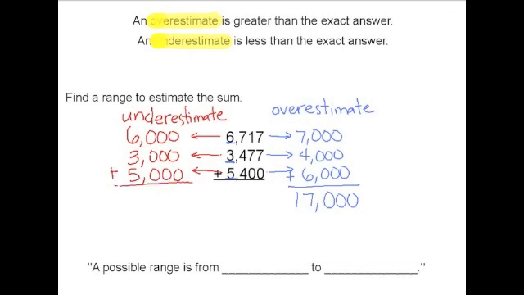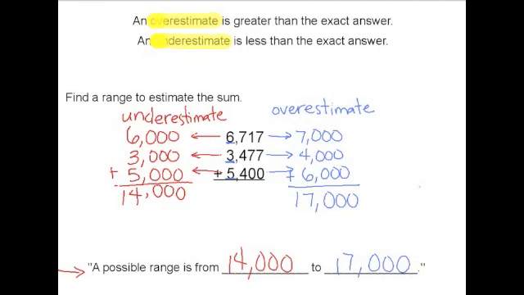And you can see basically all that I did was I took this underlined number, left it the same, and replaced the other 3 places with zeros. So now when I add for my underestimate, all my zeros stay the same. 6 plus 3 is 9. 9 plus 5 more is 14. Now I have an answer that I can write into this sentence frame. A possible range is from 14,000 to 17,000.